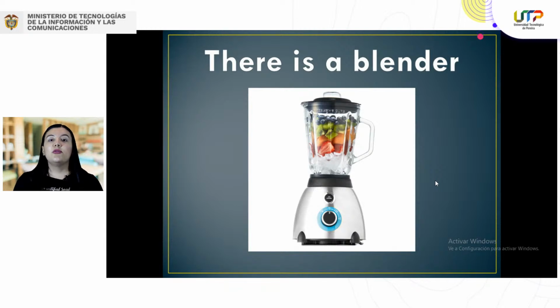Okay, so what are we going to do? Listen to the instructions. I'm going to show you different pictures of different vocabulary of the things and the elements or the places that we just learned in the previous slides. And you guys, you're going to try to remember.